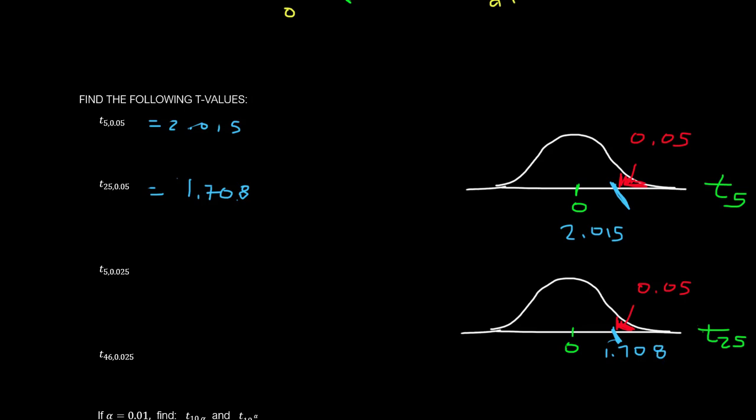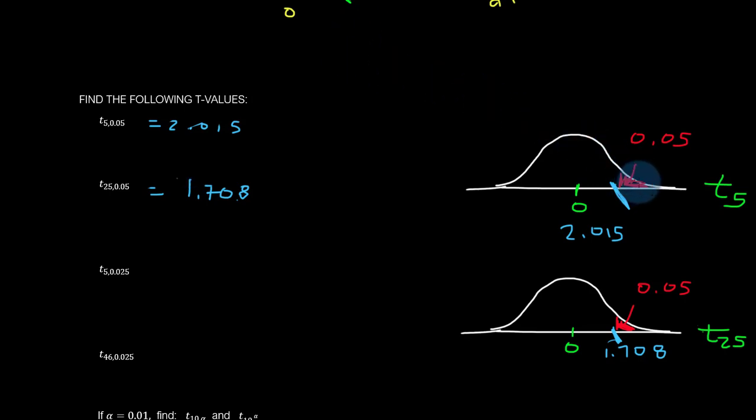In this third question here, it looks like we're going back to 5 degrees of freedom, but this time the area in the upper tail is 0.025. So let's compare this third question to this first question.